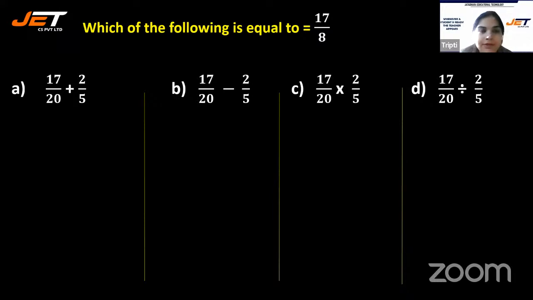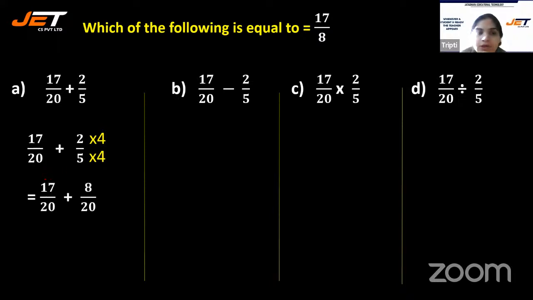So here you can see that the question is 17 by 20 and 2 by 5. These are the two fractions that you have to work on. So 17 by 20 plus 2 by 5, 17 by 20 minus 2 by 5, 17 by 20 times 2 by 5, and 17 by 20 divided by 2 by 5. We just need to make the denominator same. I can see that if I multiply 5 by 4, I'll get 20 as the denominator. Hence, it will be giving me the same denominator. So 17 by 20 plus 2 times 4 is 8, 5 times 4 is 20. 17 plus 8 is 25 by 20.